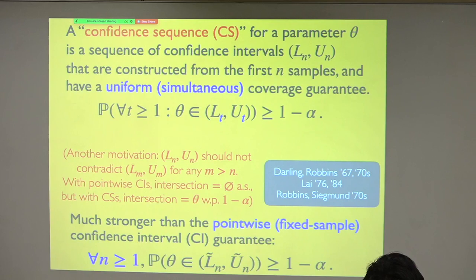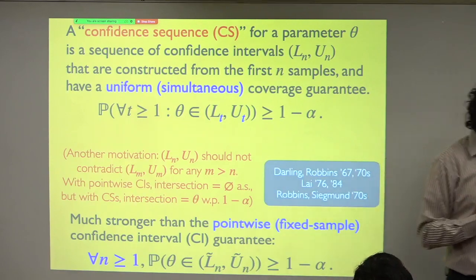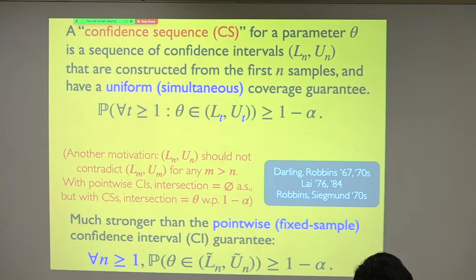An equivalent motivation for a confidence sequence is the idea that you don't want to contradict yourself in the future. Let me explain this notion, because it's a simple motivation. When you construct a confidence interval at some particular sample size, I'll ask you the question: what's the probability that, if I ask you to construct more confidence intervals in the future, you will contradict yourself?